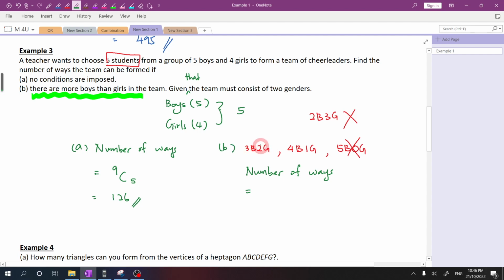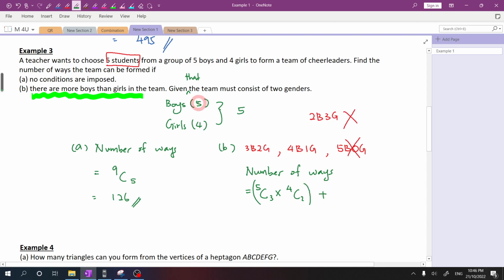Let's look at this one first. 3 boys, 2 girls. Total we have 5 boys, so 5C3 for 3 boys. 2 girls, total we have 4 girls, so 4C2. Okay, this is for this situation. All this, right? So we have to use plus here.